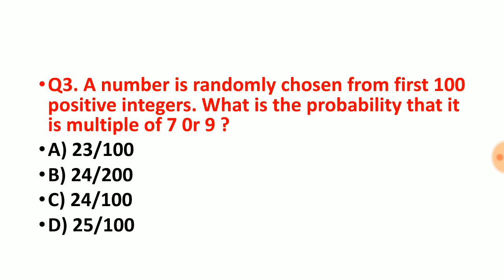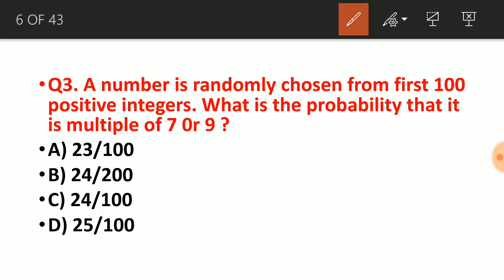Question number 3. A number is randomly chosen from first 100 positive numbers. What is the probability that it is a multiple of 7 or 9? For 7 we already know there are 14 numbers that are multiples of 7 from 1 to 100. But for 9 there are 11 terms, because 9 into 9, then 18, 27, and 9 10s are 90, and then 9 11s are 99. So 11 terms are multiples of 9.